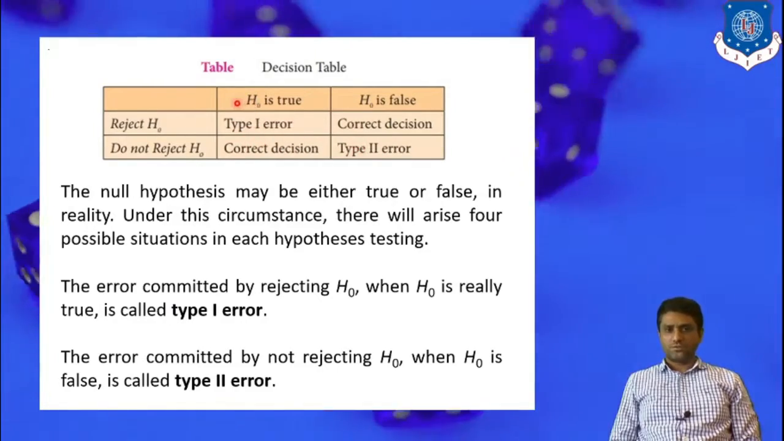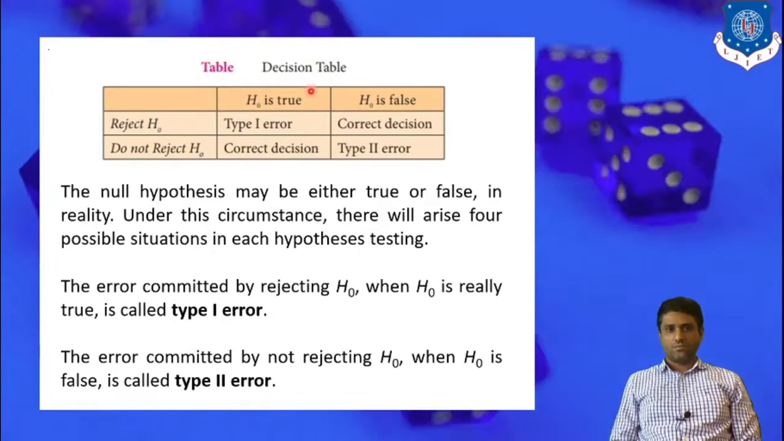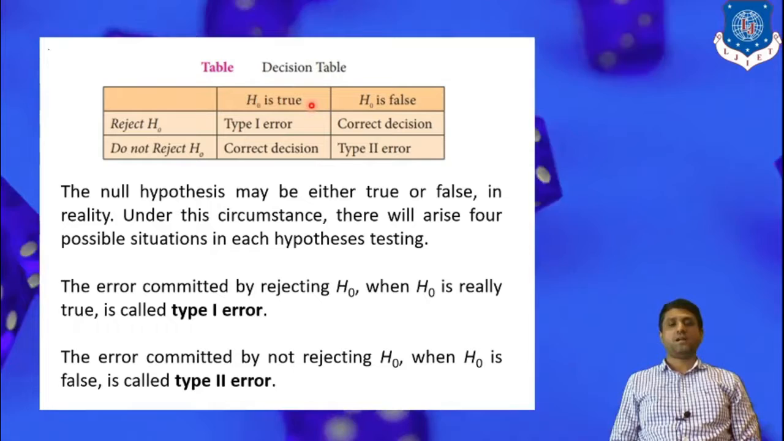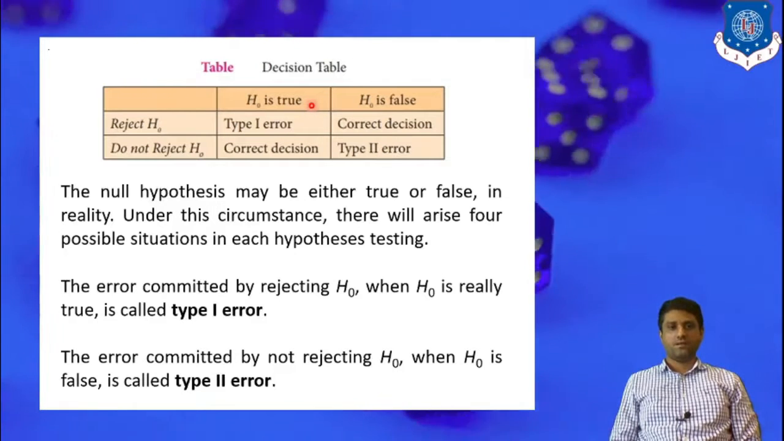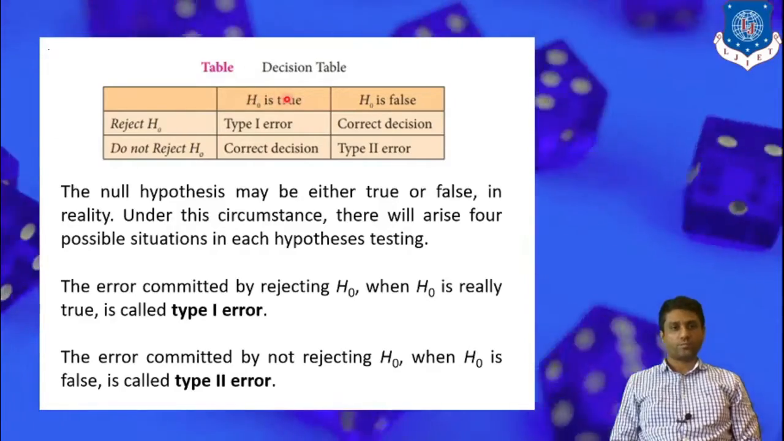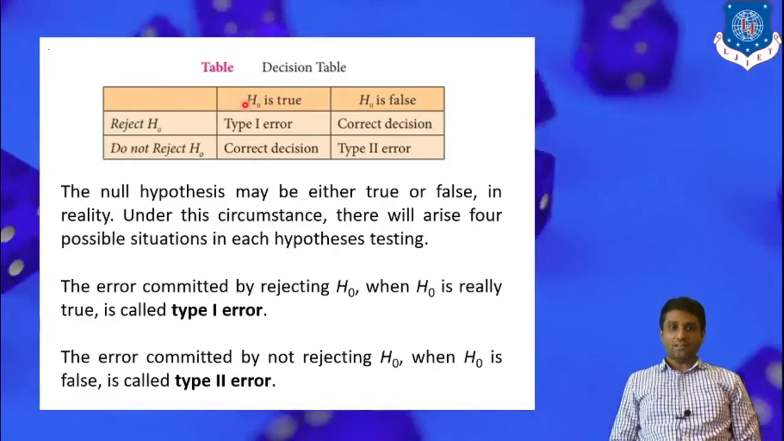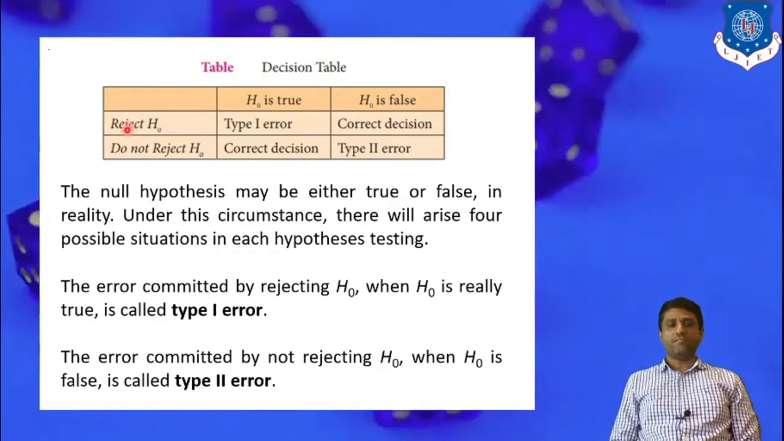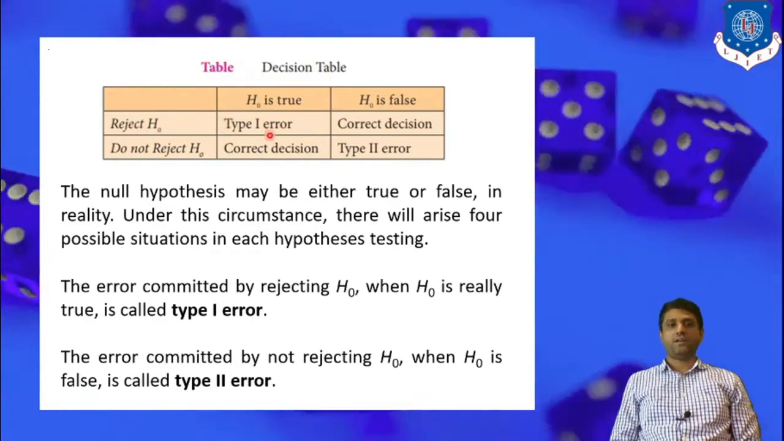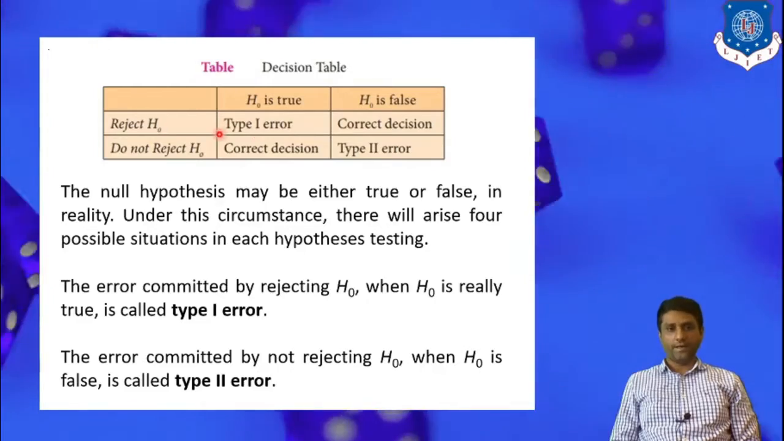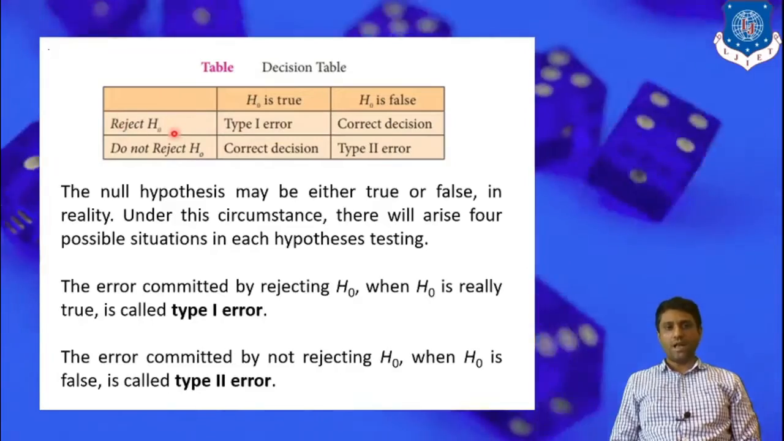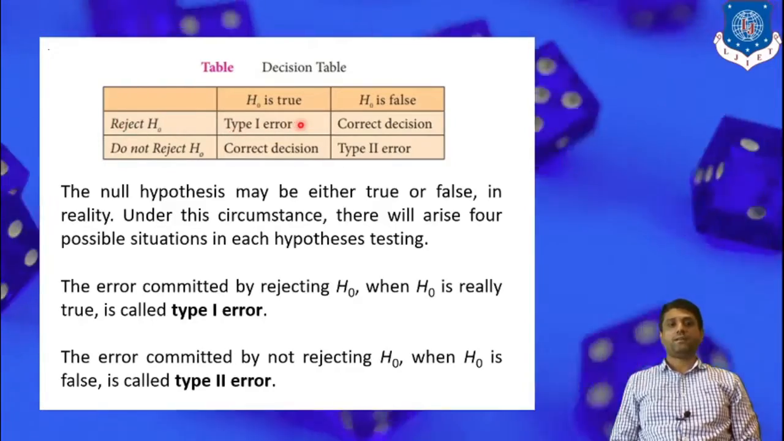So listen carefully. First of all, suppose our null hypothesis is true, that is, whatever assumption given by any person, industry or organization is true. That is, H0 is true, and we reject the null hypothesis. Then type 1 error occurs. I will repeat again: when the null hypothesis is true, but we reject the null hypothesis, then type 1 error occurs.